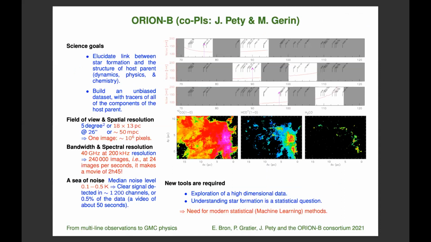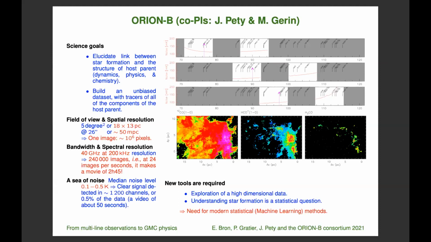So Orion B is a map of a large program IRAM 30 meter of 5 square degrees to map most of the Orion B cloud at 26 arcsecond resolution. And in spectra, it's the full 3 millimeter band at 200 kilohertz resolution with a noise of 0.1 to 0.5 Kelvin.